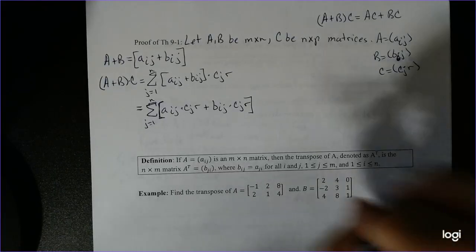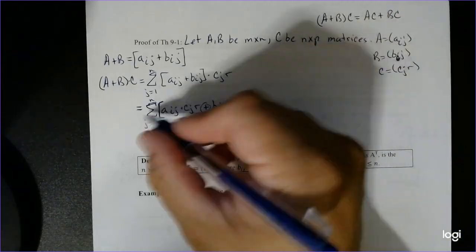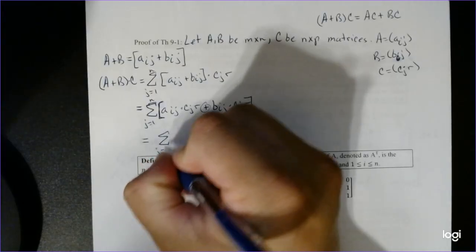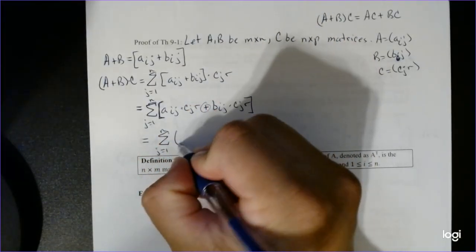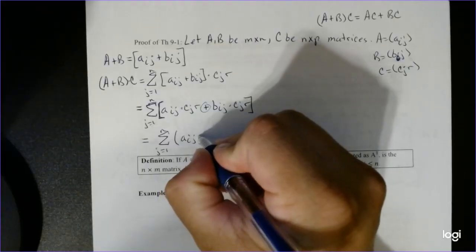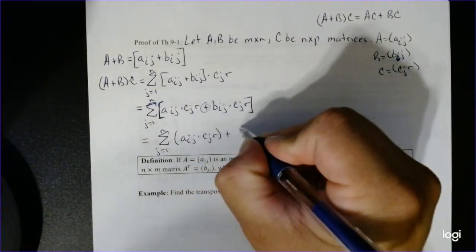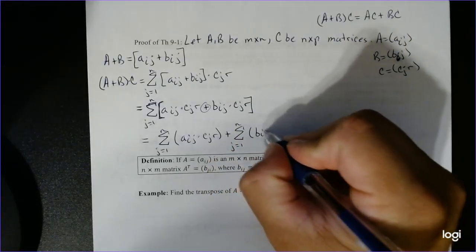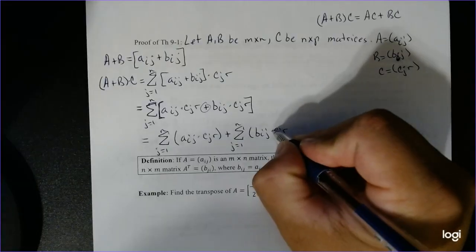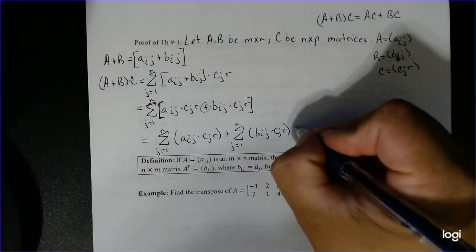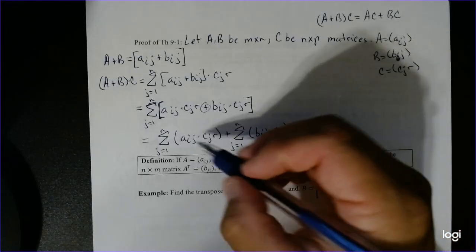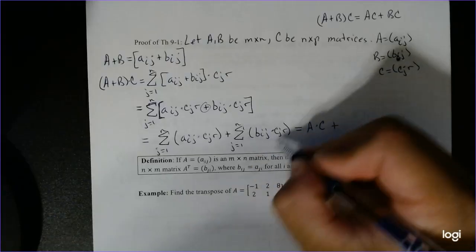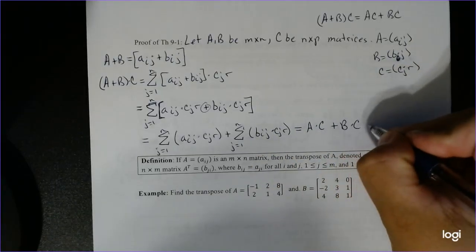Okay, and again, because there's a plus, I can split this summation up into two summations. Okay. So again, knowing what this represents, this is the product of A times matrix C plus, and this is the definition of B times C. And then we got it.